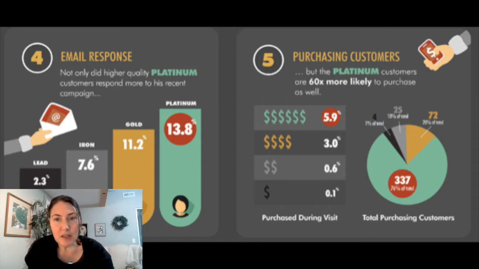But then when we take it another level and we look at who purchased, we can see that the platinum customers are actually 60 times more likely to purchase as well. So this is a very big number compared to the gold, iron, and lead. But notice that some lead customers do purchase. And so again, we shouldn't forget about them. But it also makes us wonder, could we have encouraged the iron and gold customers to purchase more as well by perhaps targeting them a little bit better or a little more succinctly?